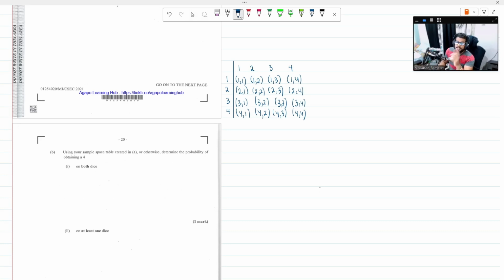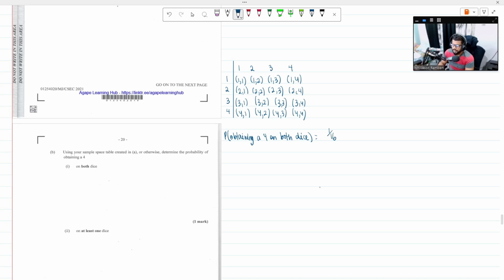So if you want, you could name the event, but I'm not going to let the event be so and so. I will just say the probability of obtaining a 4 on both dice is, this is the only outcome here, which is 1 out of the 16.